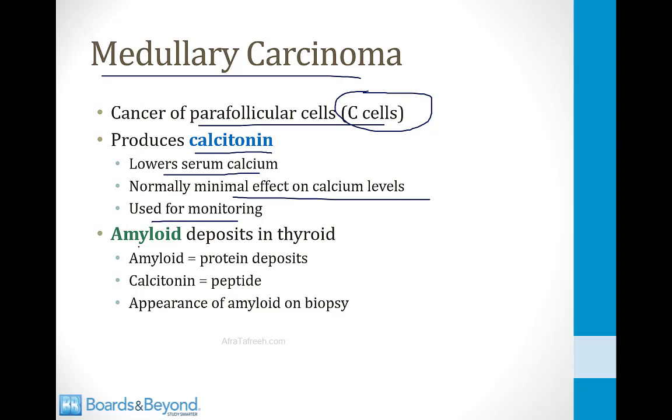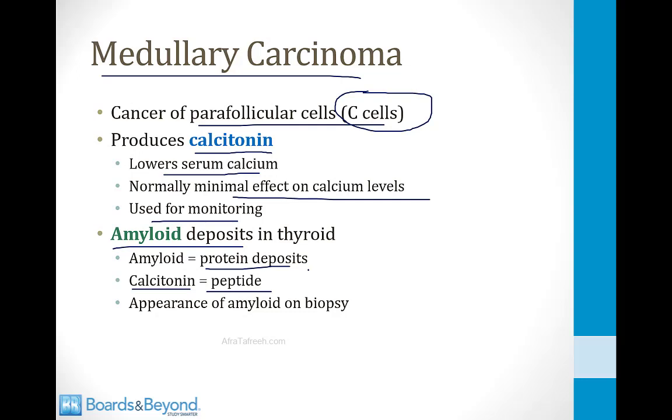And a very high yield thing to know about medullary carcinoma is that on biopsy, when you examine these cancers under the microscope, you will see amyloid deposits. So amyloid is a collection of proteins, and calcitonin is a peptide or protein hormone, and it can deposit in these tumors and show amyloid under the microscope.